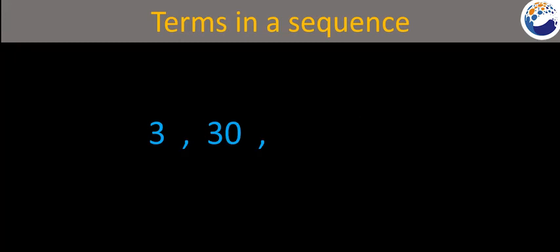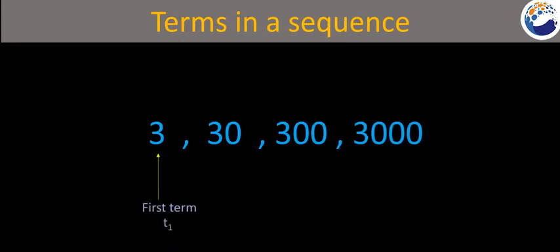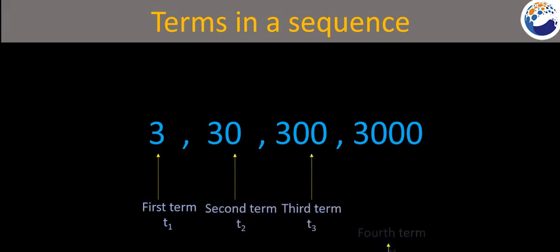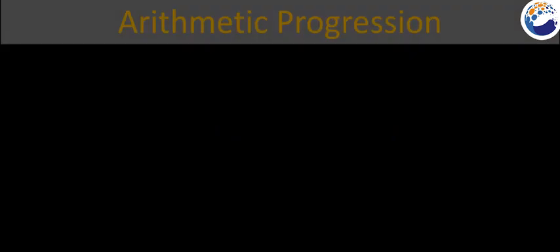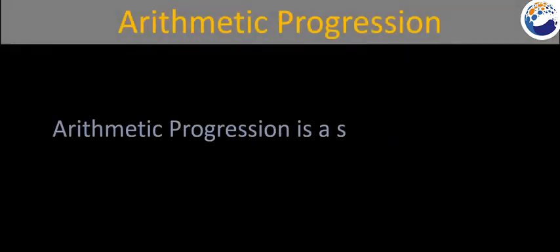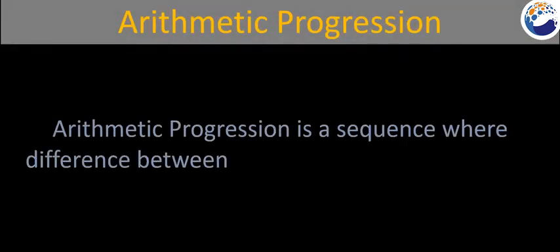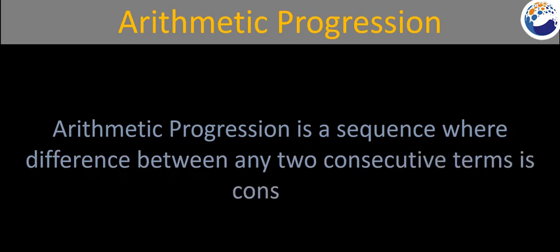Terms in a sequence. The first term of a sequence is denoted by T1, the second term by T2, the third by T3, and so on. Arithmetic progression. Arithmetic progression is a sequence where the difference between any two consecutive terms is constant.